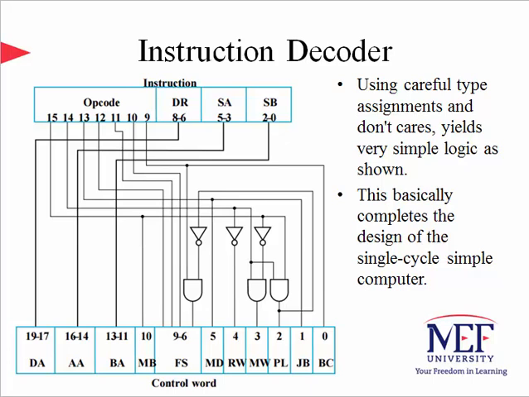If my argument seemed a bit complicated, I would recommend you draw a big truth table with all those don't cares in place and try to use Karnaugh maps to simplify it. I'm sure though it will be very, very tedious. Anyways, once you figure out the transformation of the instruction bits to the control word, this would basically complete the design of the single cycle simple computer.